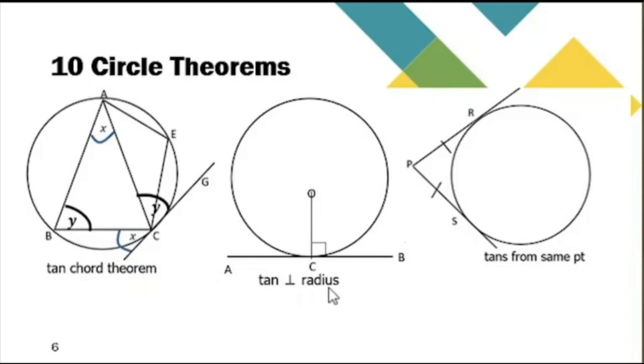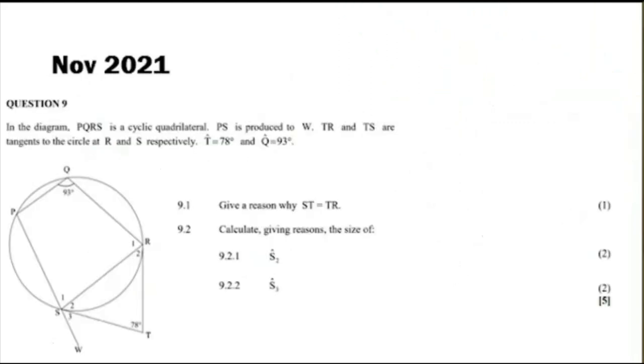Then we also had that a tangent is always perpendicular to a radius. And lastly, that if we had tangents from the same point, they both originate from P, that they will be the same length. Those were my 3 tangent theorems. So let's go look at a paper from November 2021. Grade 12, the 10 circle theorems you need to know out of your head, as they do not appear anywhere for you and you need to know them.